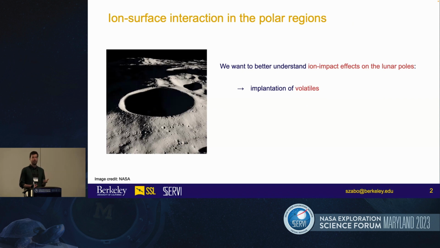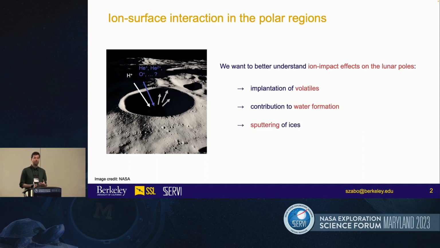This, from ion impacts, will mostly come from protons, but there's also helium, as well as oxygen ions, mostly from the ion outflow of Earth. And they can increase volatile deposits in the permanently shadowed regions. They can also contribute to water formation, even though it's more like a multiple-step process, as Tom Orlando talked about yesterday, for example. And on the other hand, we can also have sputtering of ices. So there's also a component of erosion and therefore depletion of volatile deposits.